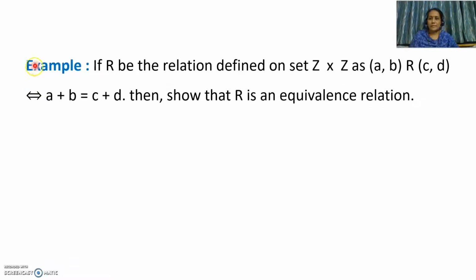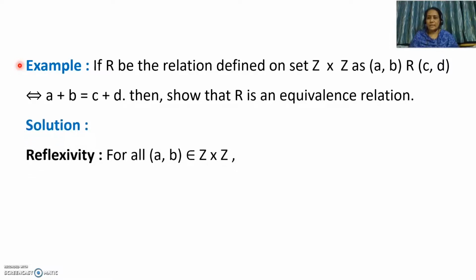Now we take another example. Let R be the relation defined on Z cross Z as (a,b) is related to (c,d) if and only if a + b = c + d. Then show that the relation is an equivalence relation. First we check whether the relation is reflexive or not. For all ordered pairs (a,b) belongs to Z cross Z, we see that a + b = a + b and hence we can say that (a,b) is related to (a,b) and hence the relation is reflexive.